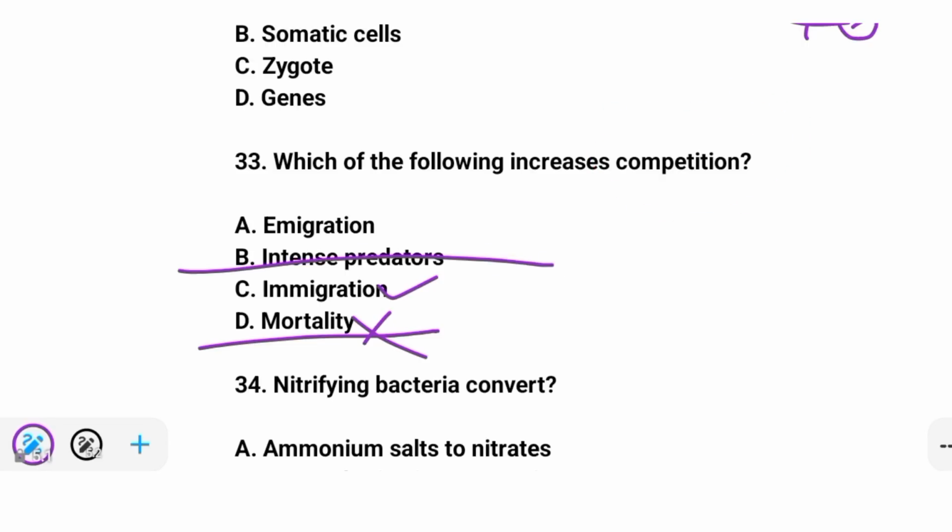Option C means intense predators. When you have intense predators or very dangerous animals, they will feed on the prey. And when they feed on the prey, that tends to decrease competition. So this one cannot be the answer. Next one is emigration. Emigration is the organisms leaving their habitats and going to other habitats. So that one will decrease competition. So the only answer there is option C, which is immigration.